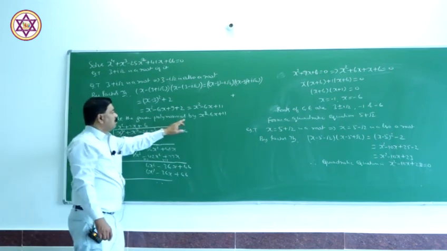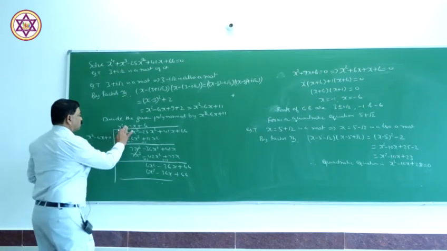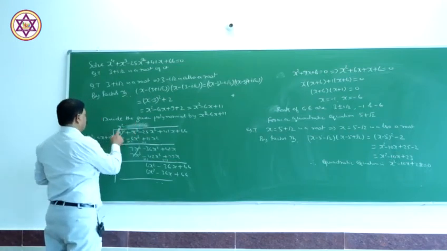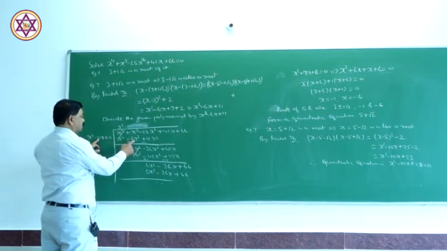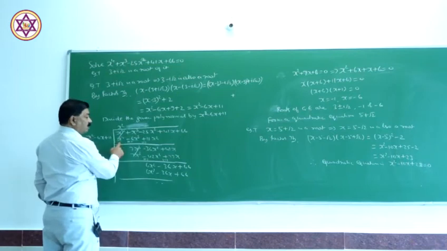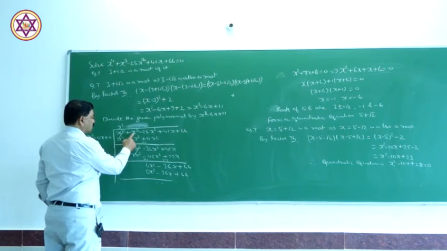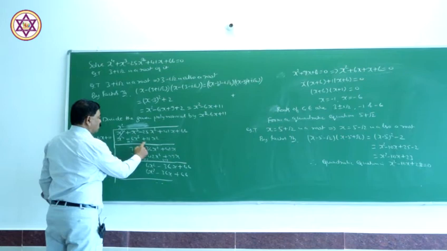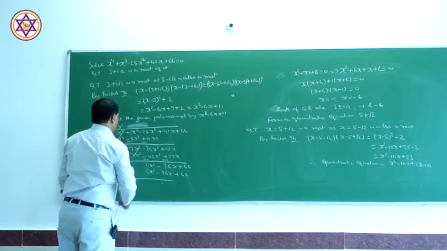Divide the given polynomial by x squared minus 6x plus 11. Here first I am taking x squared into x squared, x to the power of 4, minus 6x cube plus 11x squared. x to the power of 4 gets cancelled. Here negative changes to positive, x cube plus 6x cube means 7x cube. Next again positive changes to negative. So, minus 25 minus 11 is minus 36x squared, and this 41x I am shifting here.